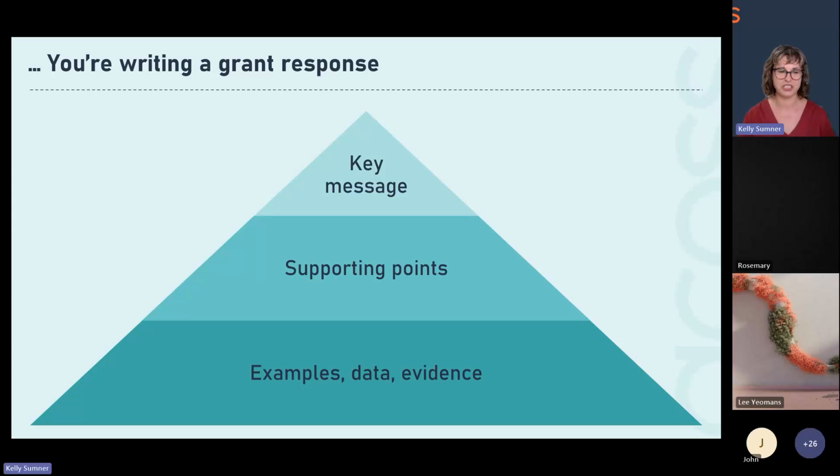So instead, we want to put the key point, the absolute top line message, at the very front of our response to an assessment question in a grant application. We then want to add any supporting points that we have and any examples or evidence. So what we're going to do to show how this works is go through one of the criteria for the Community Innovations Fund, and show how we would pull that apart and how we would think about starting to craft a response.